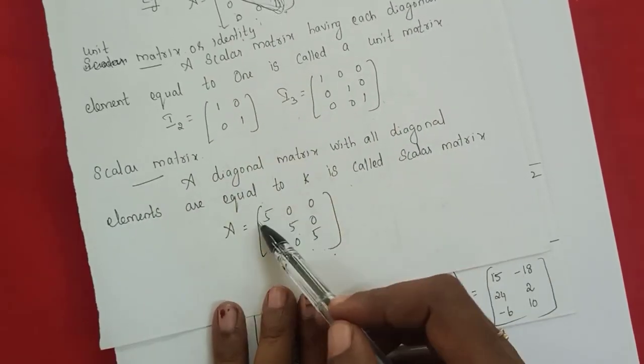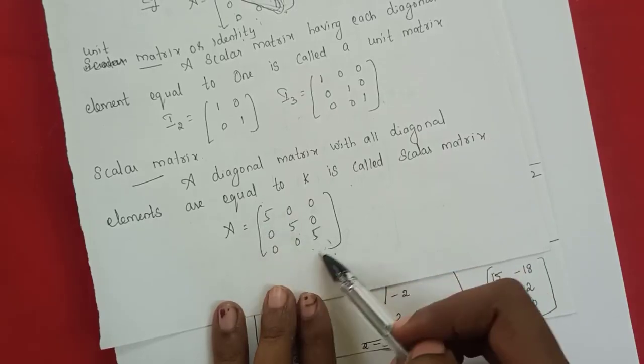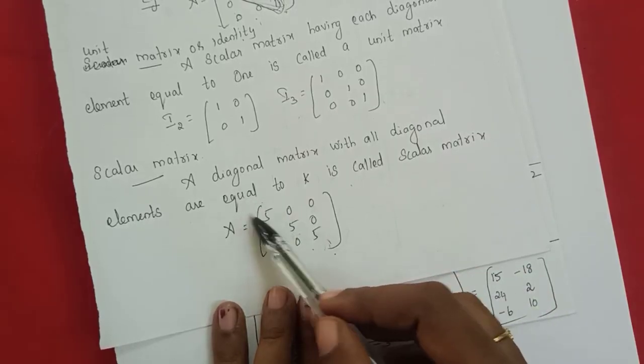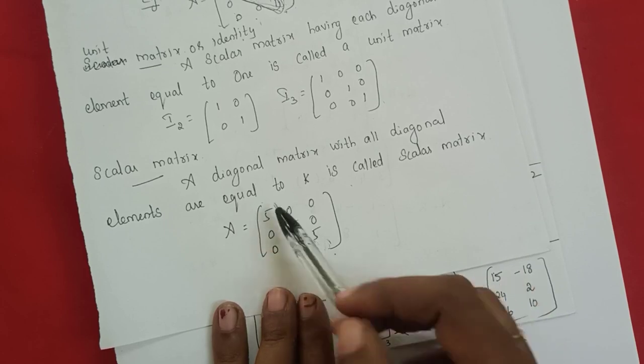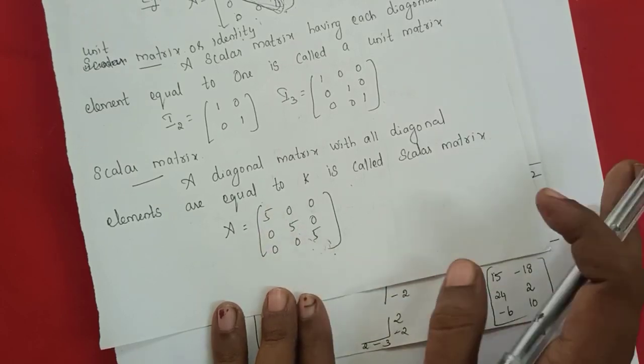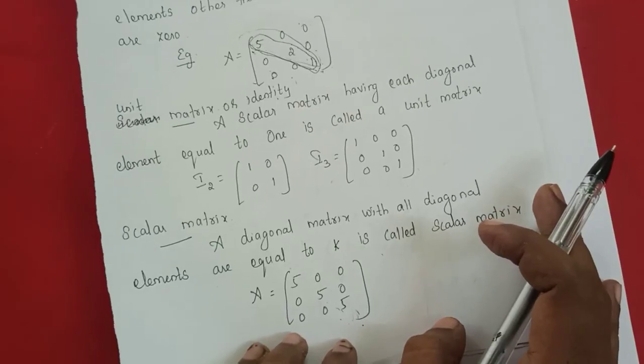A scalar matrix means all the diagonal elements are equal to a constant. It may be 5, 6 or 7 or anything. All the diagonal elements must be the same. Understand? You got some idea, I think.